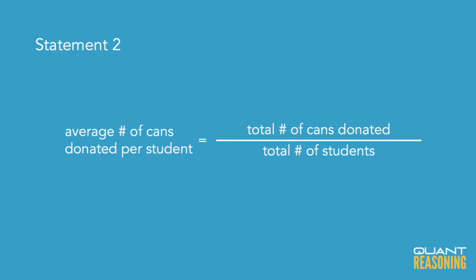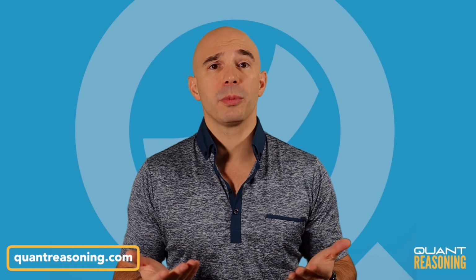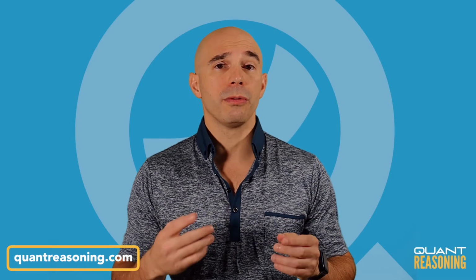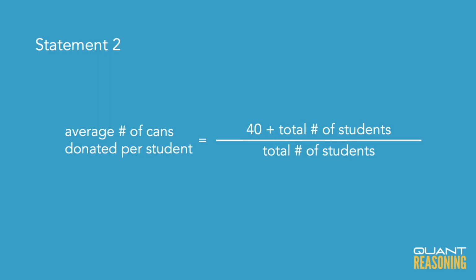Statement 2 tells us that there were 40 more cans donated than number of students. So was it one student donating 41 cans or was it two students donating 42 cans? The average cans per student would definitely depend on those scenarios because in the first case, one student, 41 cans, that's 41 cans on average per student. Two students with 42 cans, that's 21 cans on average per student. So those are very different answers, and there's no way that the statement on its own could be sufficient.